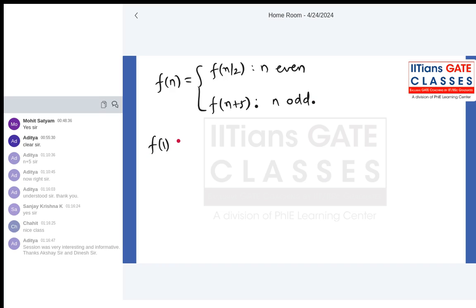So f of 1 is the first value. So n is odd in this case. So f of 1 will be equal to f of 1 plus 5. That will be equal to f of 6, right? Because that is the definition. But now you can see f of 6, if you consider 6 is an even number, so therefore it will be equal to f of 6 by 2. So that is equal to f of 3.